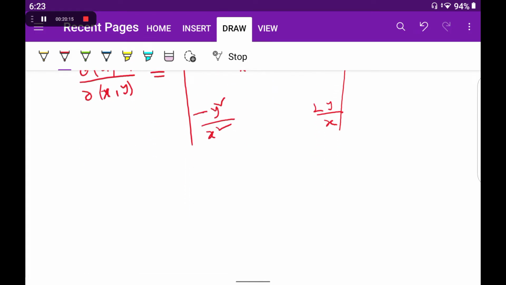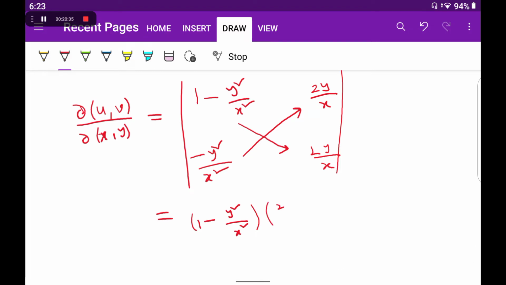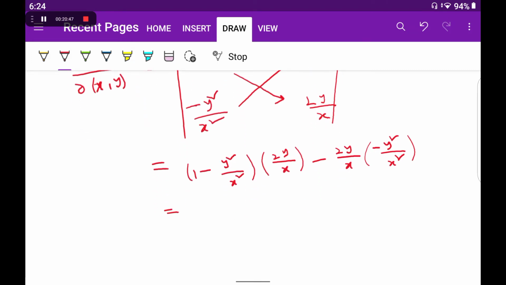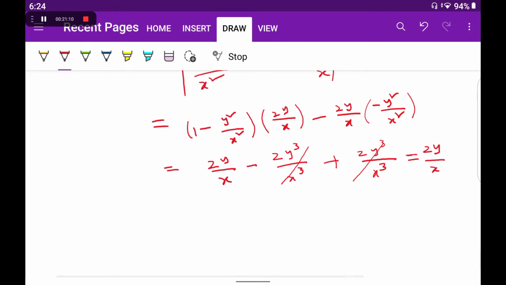So if you take the determinant, this into this minus this into this, it is (1 - y²/x²) into 2y/x minus 2y/x into -y²/x². 2y/x minus 2y³/x³ plus 2y³/x³, which is 2y/x. So that is the required answer.